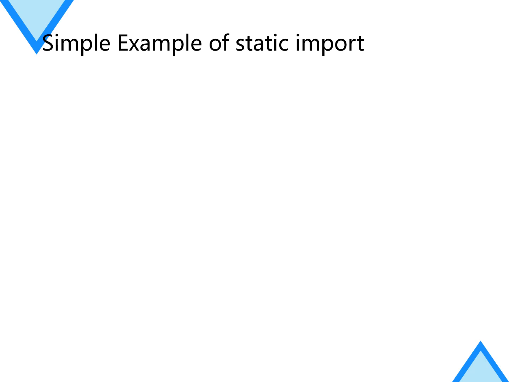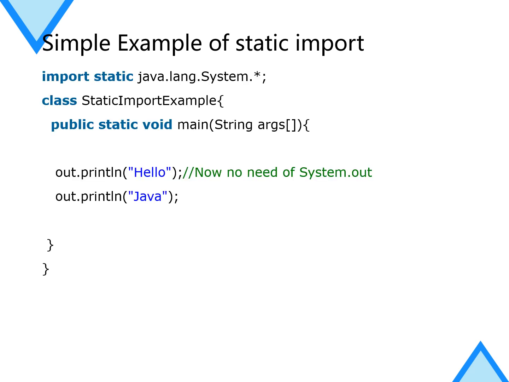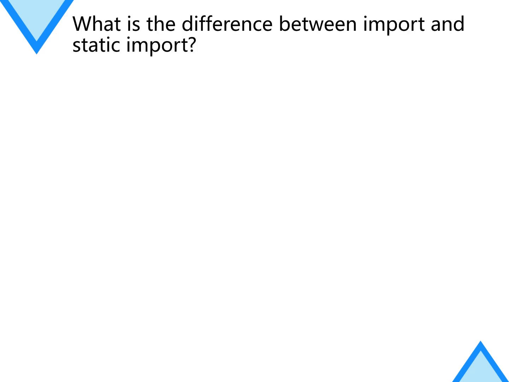Let's see an example of static import. We have package java, inside it lang, and then the System class, and we import it using the dot star method, the first one. We have a class StaticImportExample with a main method. Inside the main method, we print two messages, hello and Java. Since we have statically imported System, we don't need to use System.out, only out.println, and the output of this program will be hello and then Java.